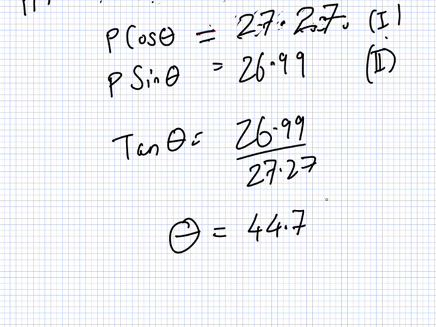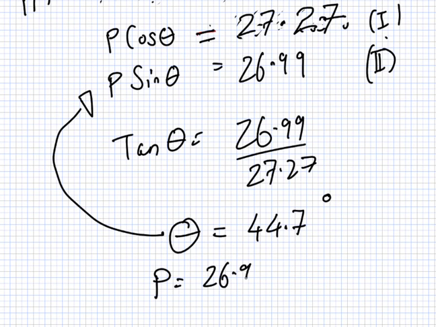44.7 degrees. Yeah? It should be about 45. Now I take this answer and put it back in here to get the P. So P equals 26.99 over sine 44.7. So what's the P, please? 0.603. Are you sure about that?